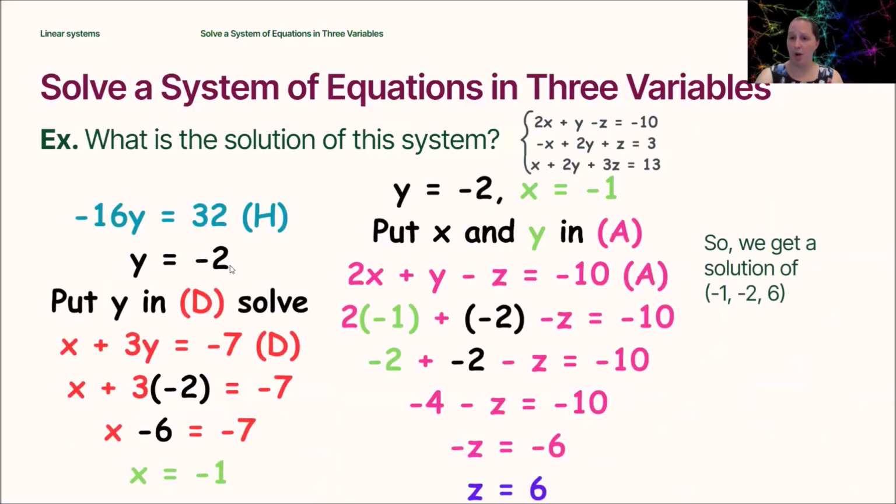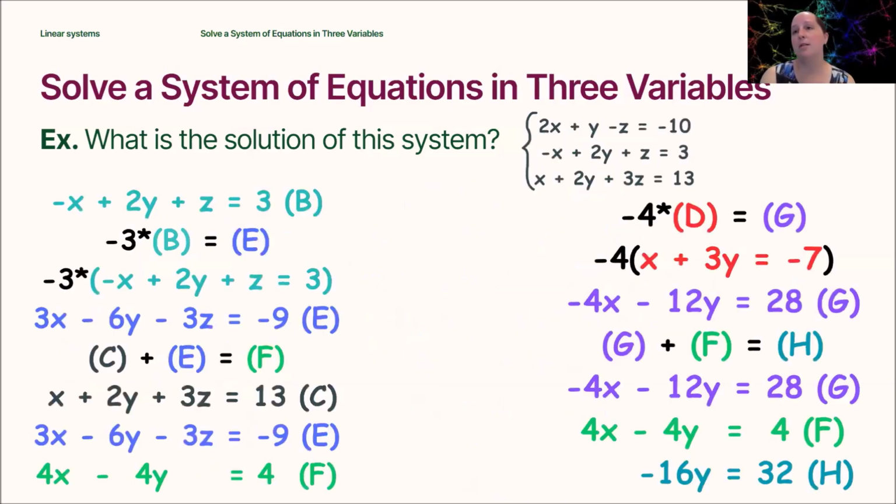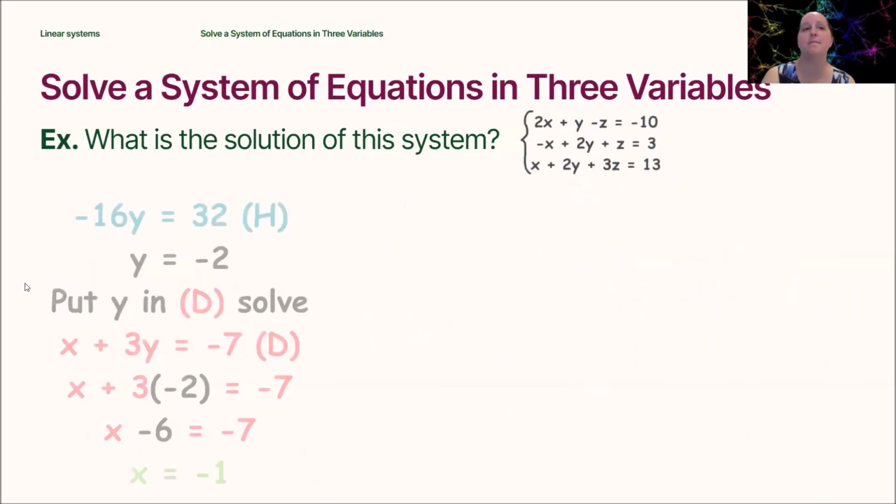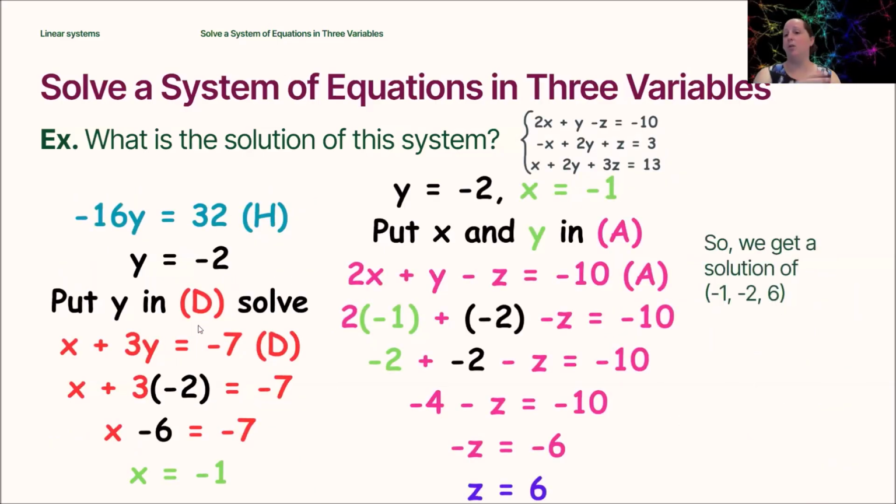Now I'm going to take what I know for y and substitute it back into one of my equations. It makes sense to substitute it into either D or F, because I have 2 variables in those as opposed to 3 variables. In this case, I put it back into D. You can put it into F, that is fine. It'll give you the same solution set. So when I put negative 2 in, I have x plus 3 times negative 2 equals negative 7, which gives me x minus 6 equals negative 7. I add 6 to both sides. I get x equals negative 1.